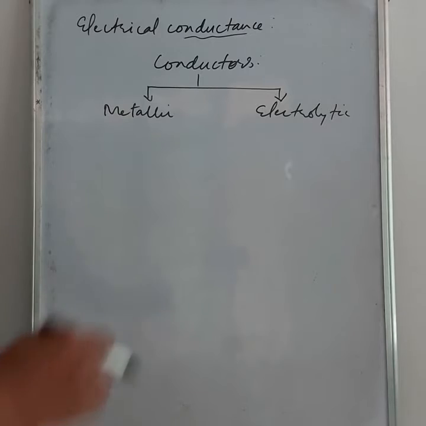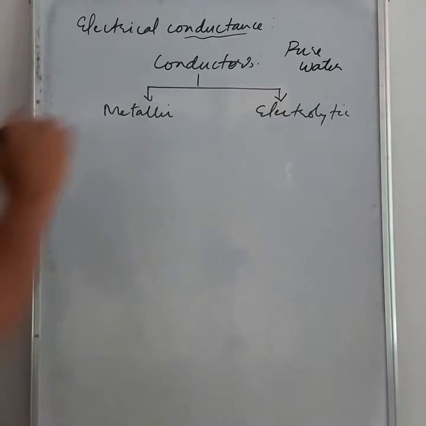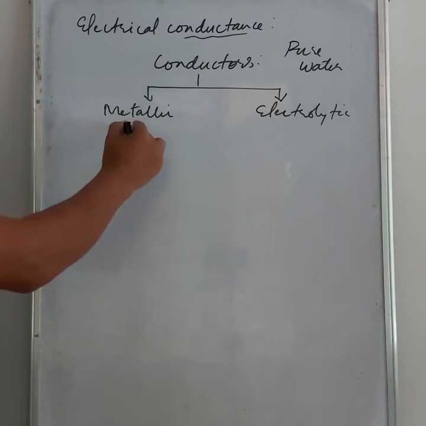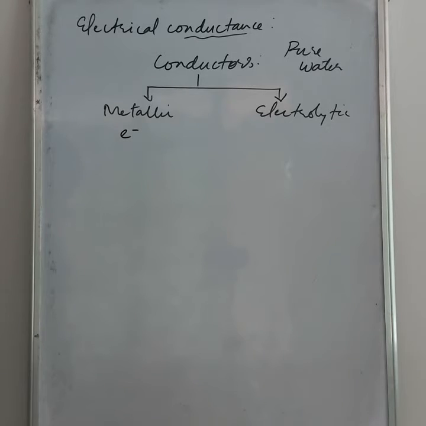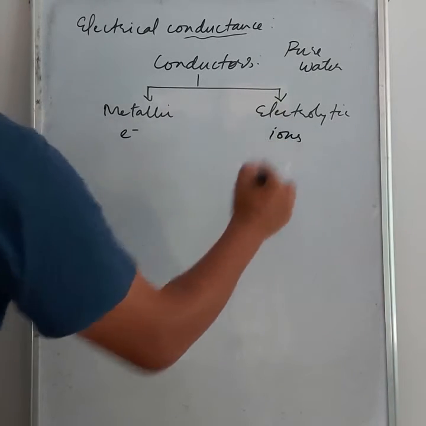But pure water, for example, is not a conductor because there are no ions present in pure water. All the ions are removed, so there are no ions to carry the charges. Therefore, pure water does not conduct electricity. There are some differences between the metallic conductor and the electrolytic conductors. In metallic conductors, the charge carriers are the electrons, but in electrolytes, the ions are the charge carriers.